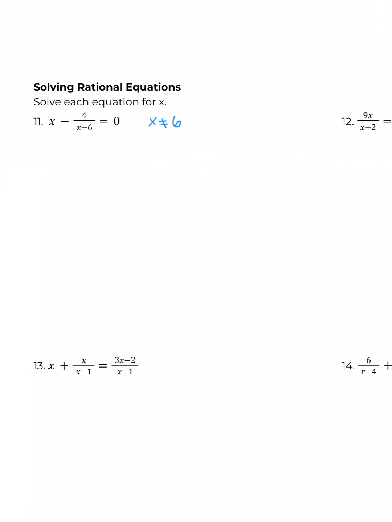Okay, so let's talk about number 11 even further, right? How are we going to solve for x? We want to get x all by itself. This one is an interesting one. What I would do is I would add that 4 over x plus 6 to both sides. So if I add it to this side with 0, it's going to be a positive 4 over x plus 6. And then I can multiply both sides by x plus 6 to get that denominator to cancel. So I'm going to distribute my x through and get x squared plus 6x equals 4.